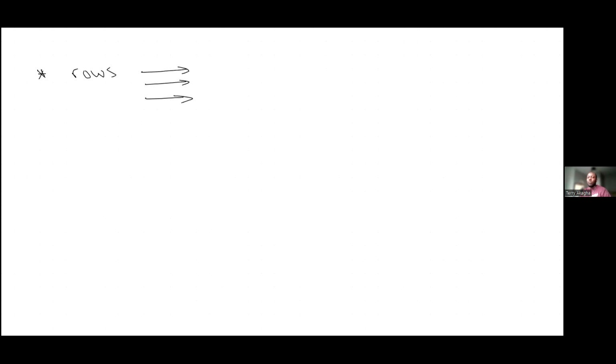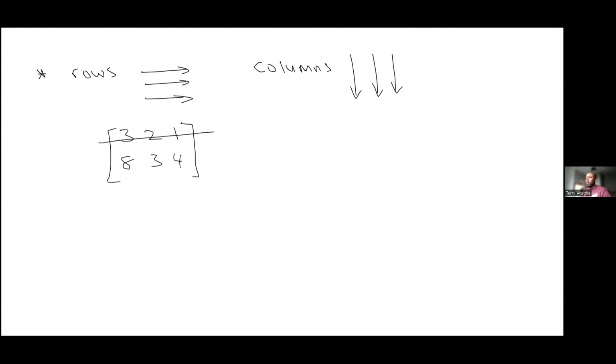And when we talk about columns, it means I'm talking about in this direction. So for instance, if I have 3, 2, 1, 8, 3, 4, something like this, okay? Now, how many rows do I have here? Let me move this one. So for the rows, I have 1 and I have 2. So that means the number of rows in this matrix is 2, all right?